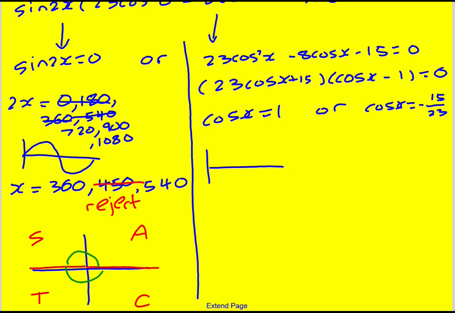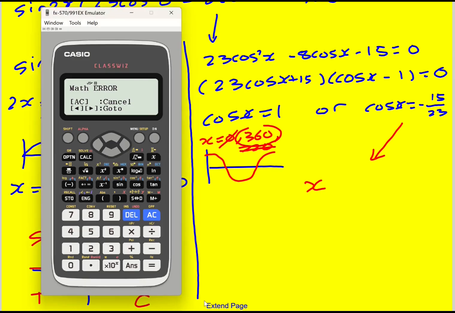Actually, for cos x equaling 1, we get 0, then 360, 720, which we've gone beyond the range now, because it was 360 to 540. So we reject that one, and that one we've already got, the 360. It's not a new solution. It's just that the right-hand term is also 0 for x is 360 as well as the left-hand term. That just leaves us the only new solution, which is going to be cos x is minus 15 over 23.